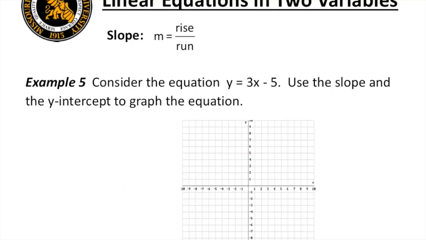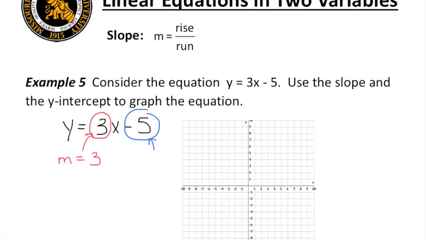In example 5, we consider a new equation, y equals 3x minus 5. Notice that our linear equation in two variables is written in the slope-intercept form. So that means we can identify the slope. In this case, the slope equals 3. And we can identify the y-intercept. In this case, our y-intercept is 0, negative 5. That means that our line passes through the y-axis where y equals negative 5.